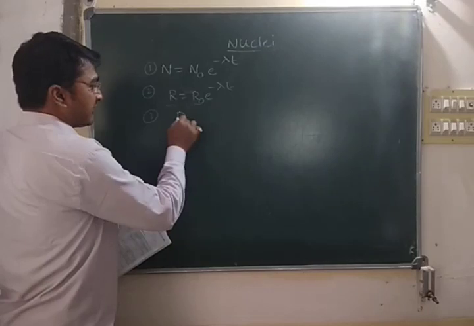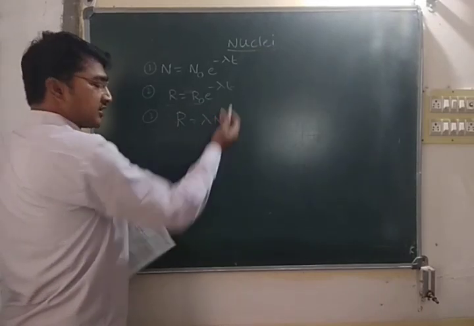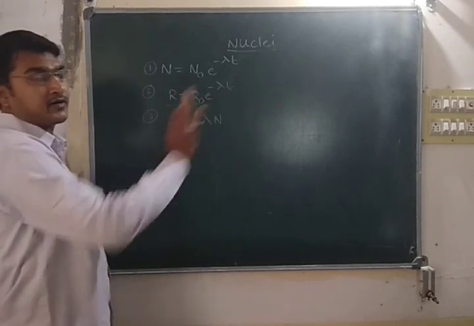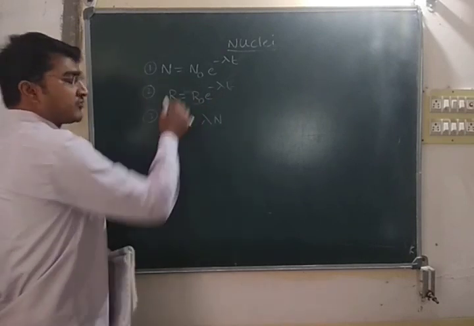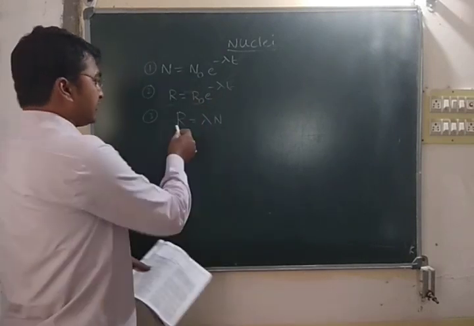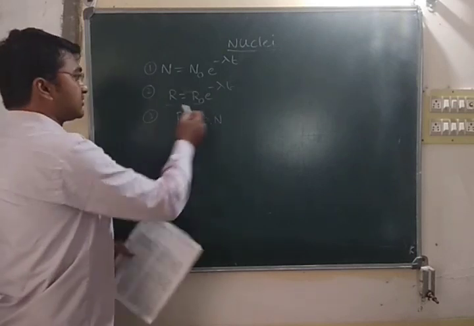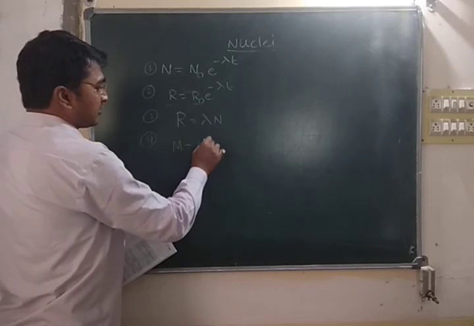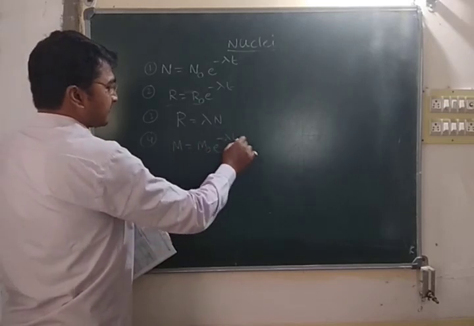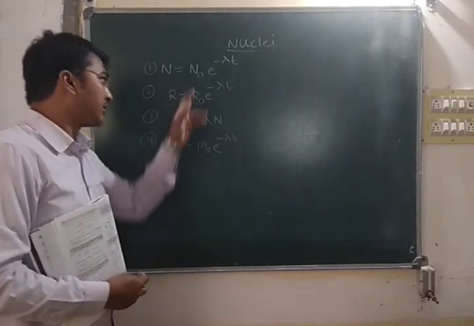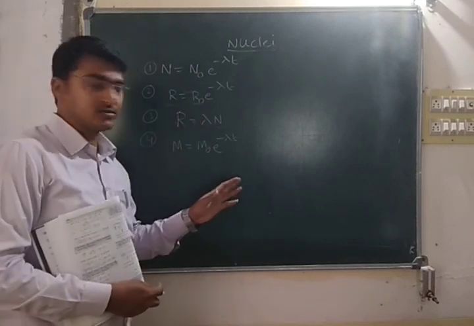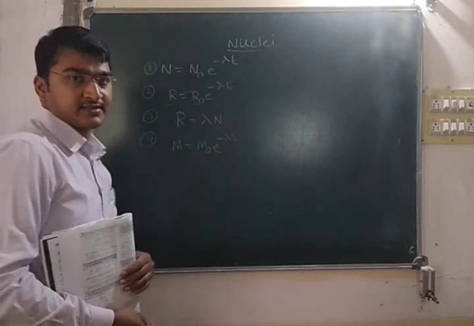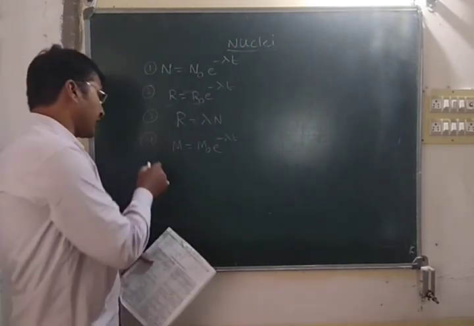Activity or rate of activity is nothing but lambda into N. Remember that. R naught is equal to lambda into N naught, and R is equal to lambda into N. So in terms of R, we can take mass also, because activity, mass and number of molecules behave the same way. That means fourth, we can write m is equal to m naught into e power minus lambda t, where m naught, R naught are the initial values, and m, R, N are the values after t seconds. It's the disintegration values.